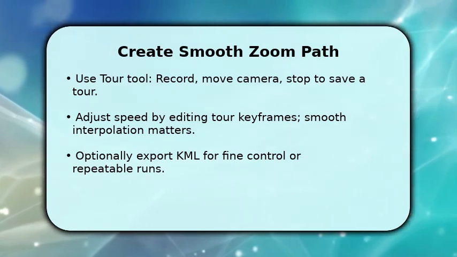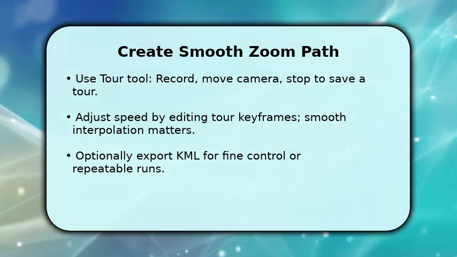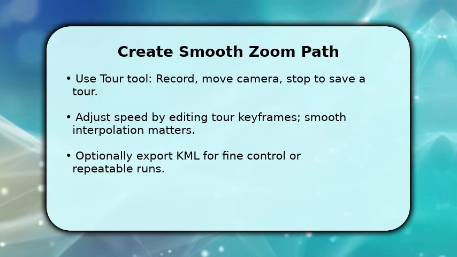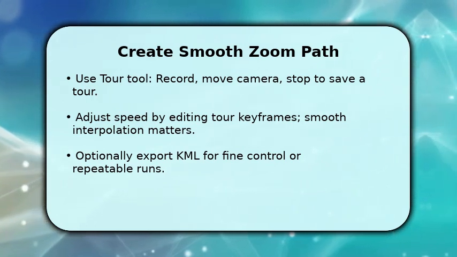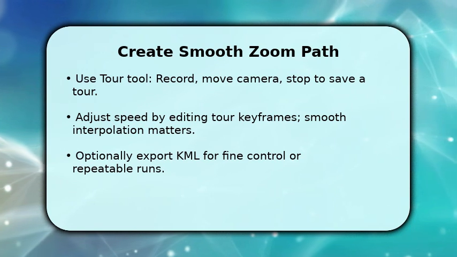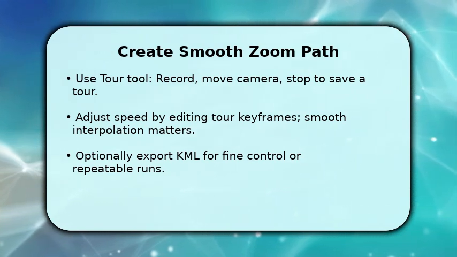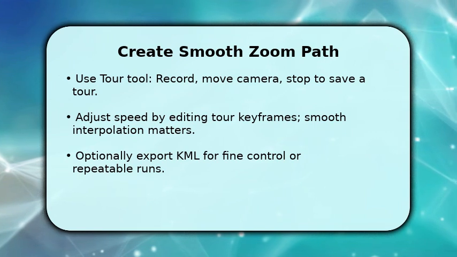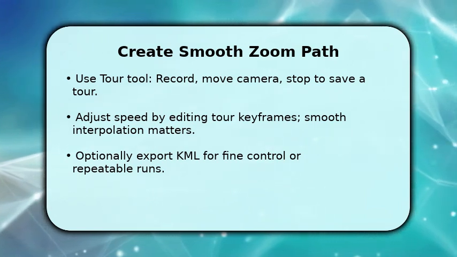Hit record, slowly move the camera from the start place mark to the end place mark, then stop and save the tour. Once saved, open the tour properties and tweak keyframe timings so motion eases in and out rather than snapping. This makes the zoom feel cinematic.